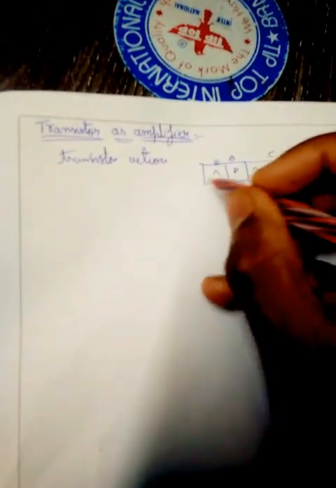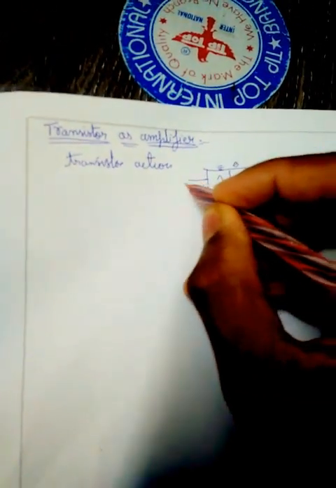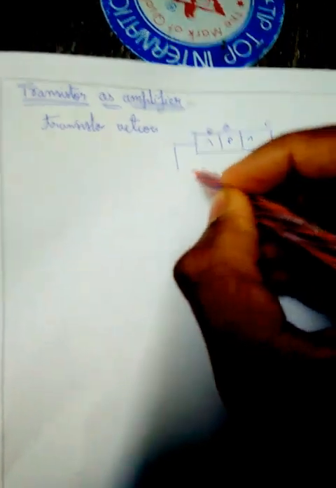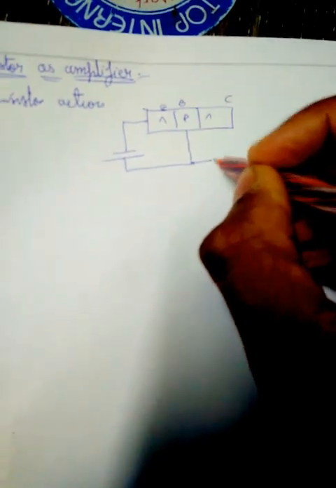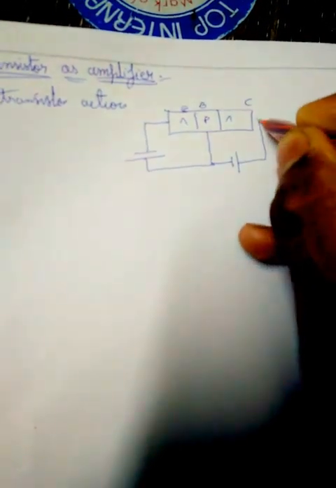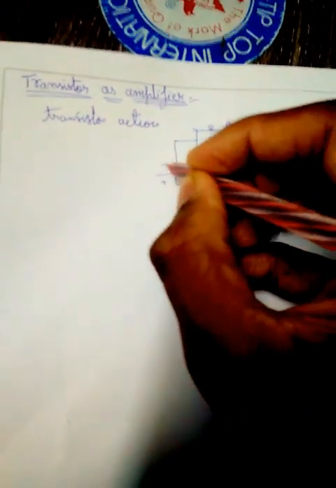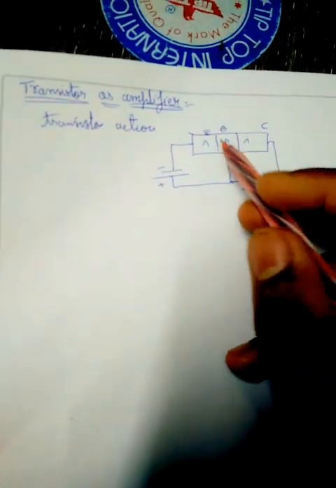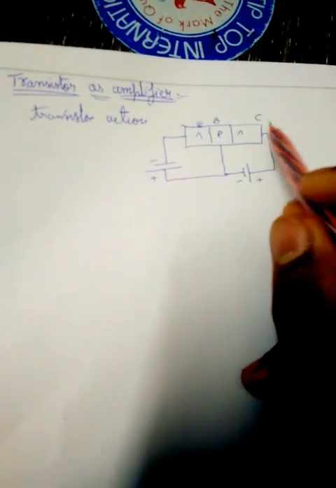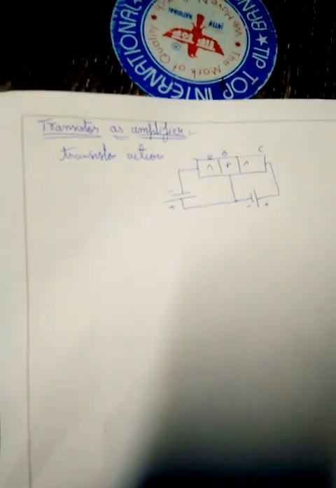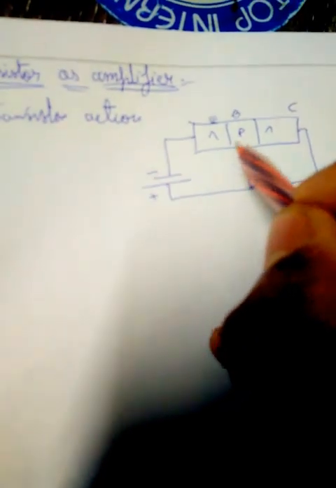Consider this to be in the active region, where the emitter-base junction is forward biased and the base-collector junction is reverse biased. So negative, positive, positive, negative. This causes the emitter-base junction to be forward biased and the base-collector junction to be reverse biased. This negative charge here will repel the electrons in the n region.